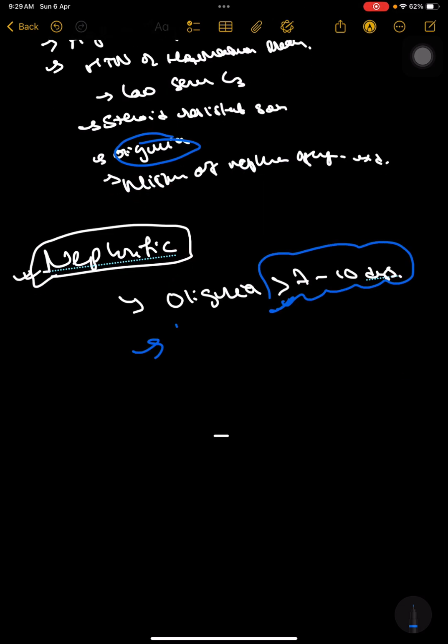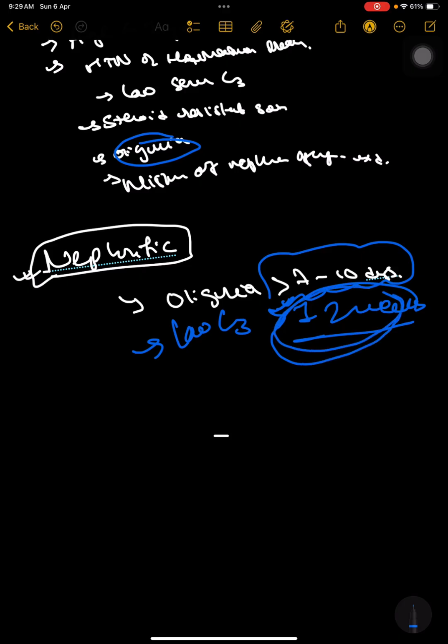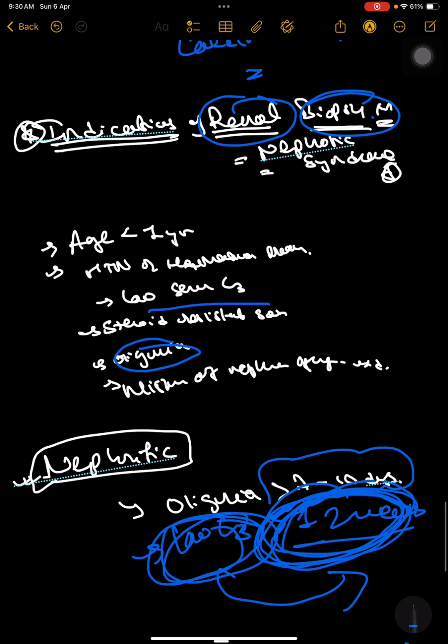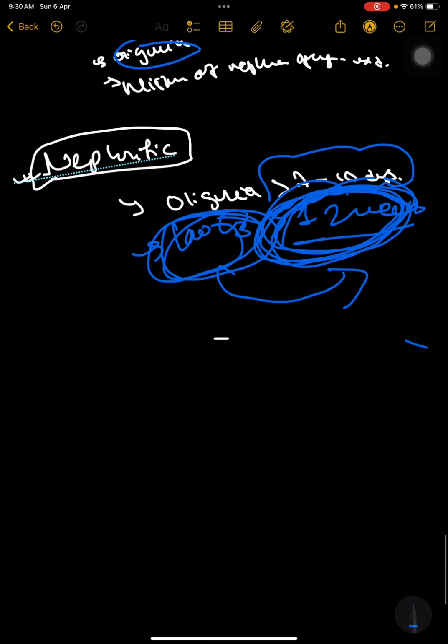Next, if there is a low C3 for more than 12 weeks. So for 12 weeks you're giving time so that at least the C3 comes up, but if even after 12 weeks the C3 is still low, that is an indication. It is C3 in both cases, but in nephritic syndrome you need to classify also. Low C3 for more than 12 weeks is known as nephritic syndrome.